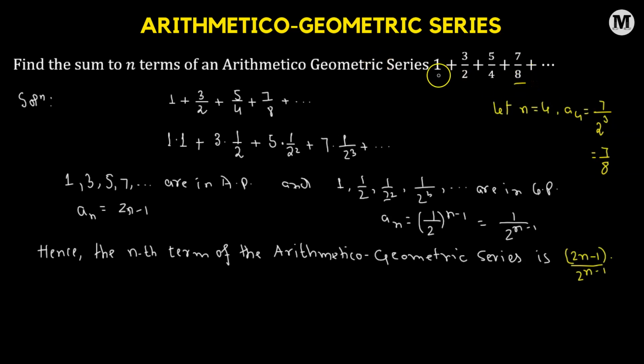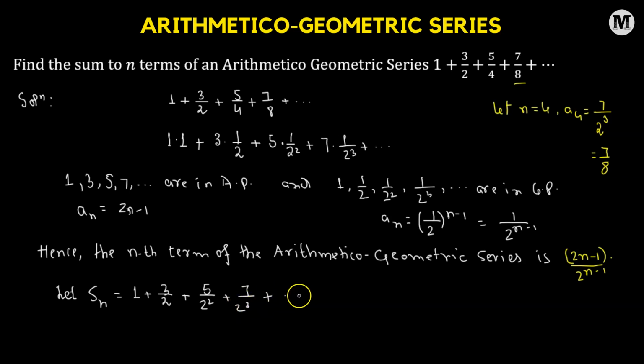So now that we have the nth term, we are going to find out the sum to n terms. So for this, let Sn represent the sum to n terms of the series. So we have 1 added to 3 over 2, added to 5 over 4, but we're going to rewrite it as 5 over 2 squared, plus 7 over 2 cubed.